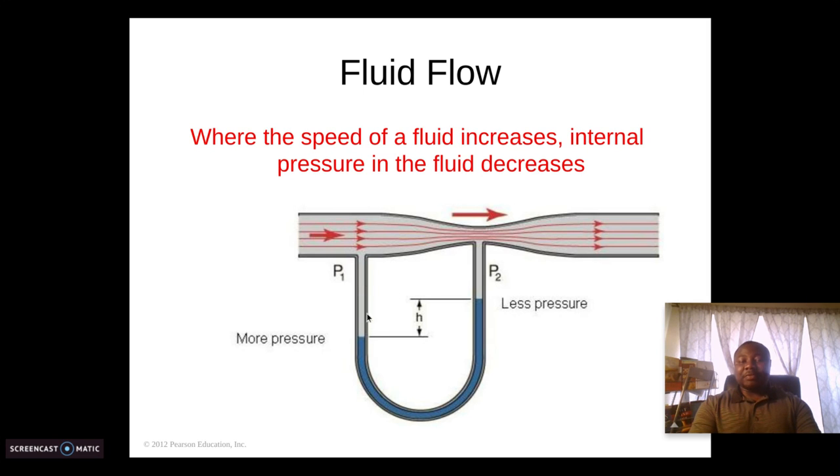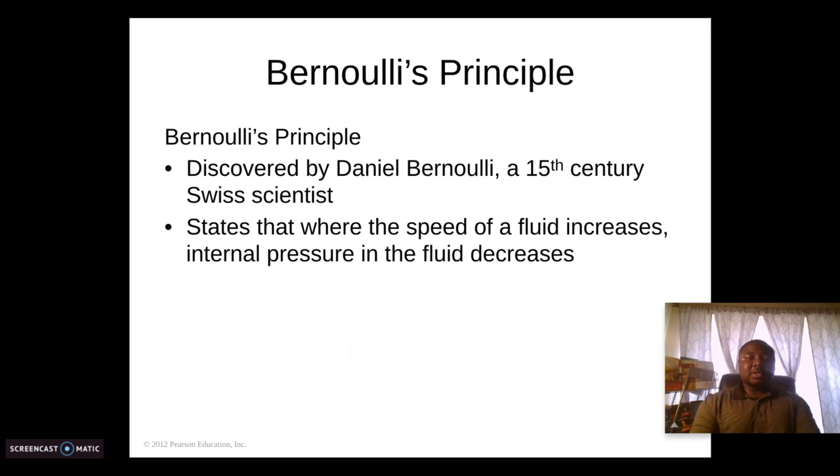You can actually see that difference because at region P1, the fluid is moving slowly as compared to region P2. And because the speed of the liquid in region P1 is very, very slow, the pressure P1 is higher than P2. So we can see the statement of Bernoulli's principle: where the speed of a fluid increases, the internal pressure in the fluid decreases.